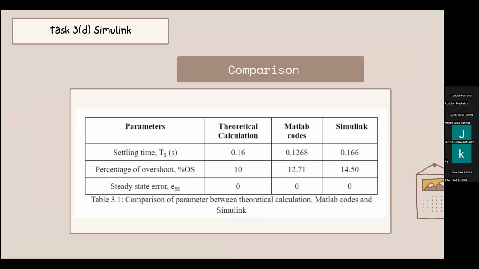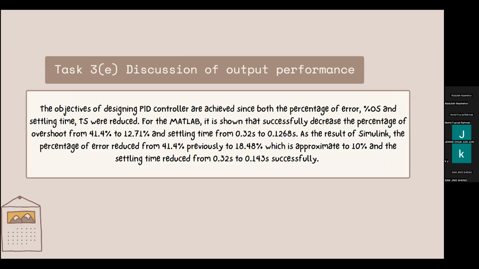And for the percentage of overshoot, MATLAB is 12.71 and Simulink is 14.5. It's also approximate to 10%, and our system is type 1, so it doesn't have any steady state error. And the discussion for output performance is that we have successfully achieved our objective, since the percentage of overshoot and settling time are reduced.